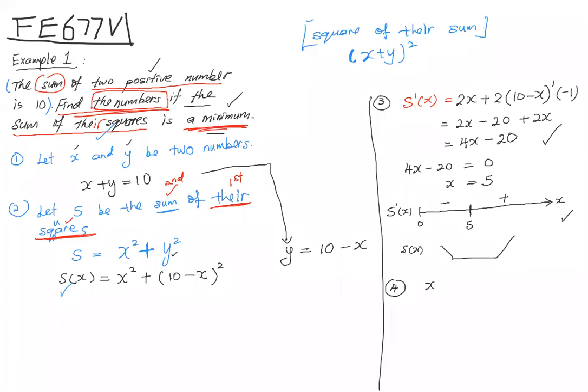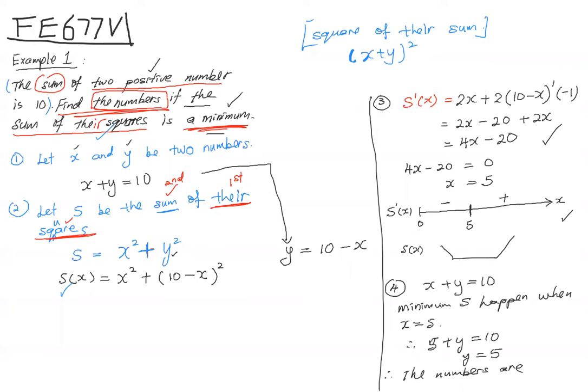So, fourth step: x plus y equal to 10. Minimum S happens when x equal to 5. I can write minimum S because S is the sum, which I have defined here already. Therefore, 5 plus y equal to 10, so y is also equal to 5. So therefore, conclusion: the two numbers are both 5.